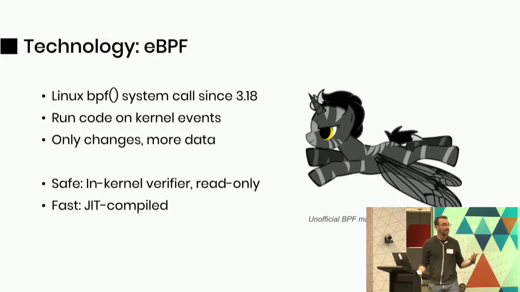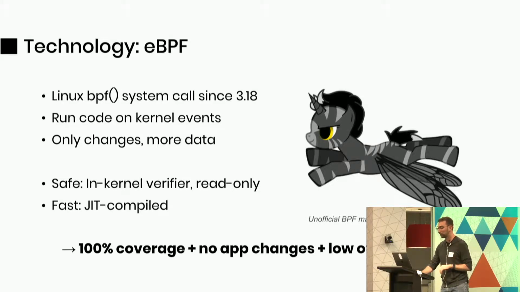It's extremely safe. BPF has this in-kernel verifier that ensures that you cannot access invalid memory. And in the context of this talk, getting this type of data, all the code runs read-only, so it cannot corrupt kernel data structures. It's also very fast. It's just-in-time compiled to very efficient machine code. This is the right mechanism to use to extract data from the kernel.